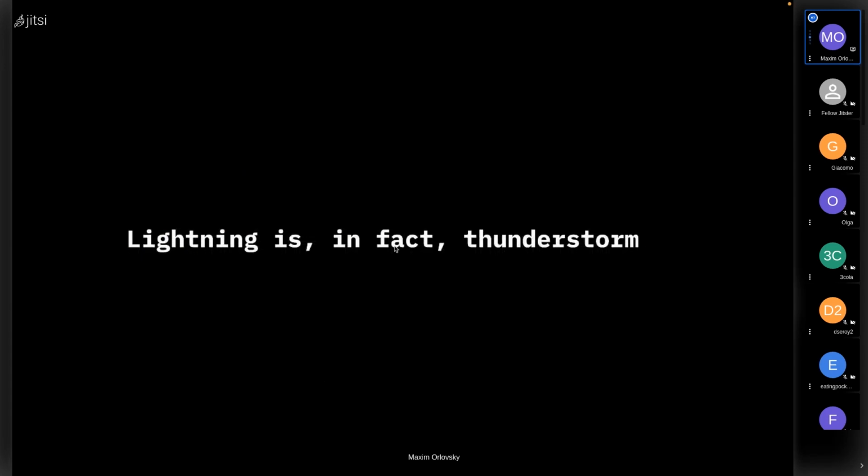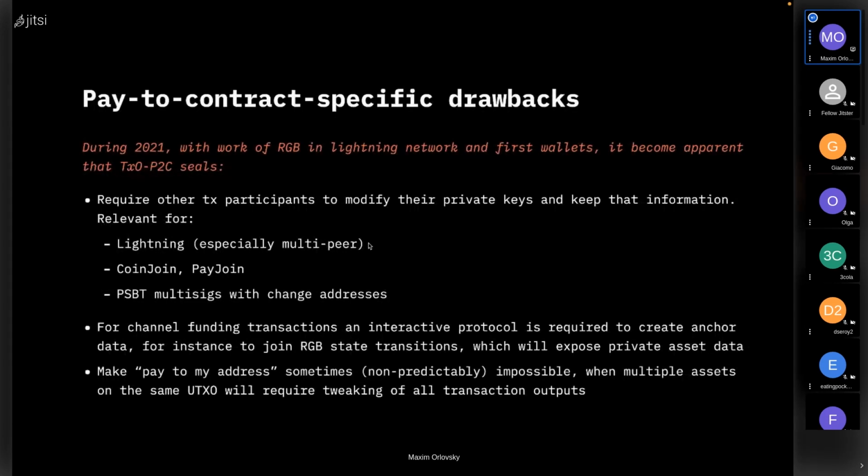It happened that Lightning is, in fact, a thunderstorm, because originally it seemed that it's not that hard to integrate single-use seals and RGB on top of them into Lightning. We witnessed a set of problems initially in 2019, which we actually solved. And today, when we are moving towards the release, we witnessed a completely different bulk of problems, which I never named in public before, and I would like to name them today. So let's start.